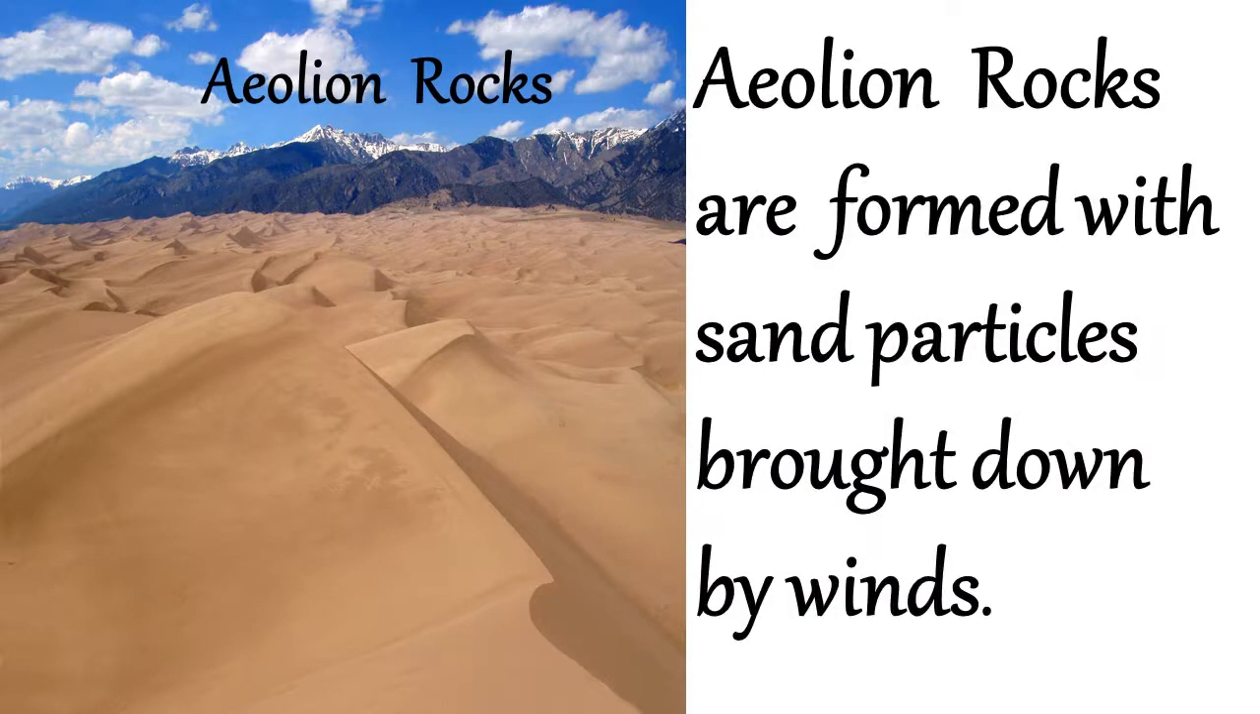Next is Eolian rocks. Eolian rocks are formed with sand particles brought down by winds. That means the existing rocks are broken by the agent of mechanical weathering in the hot and dry areas. This results in the formation of a large amount of sand. Winds pick up the sand particles and deposit them at various places. Loess is an important example of Eolian sedimentary rocks.